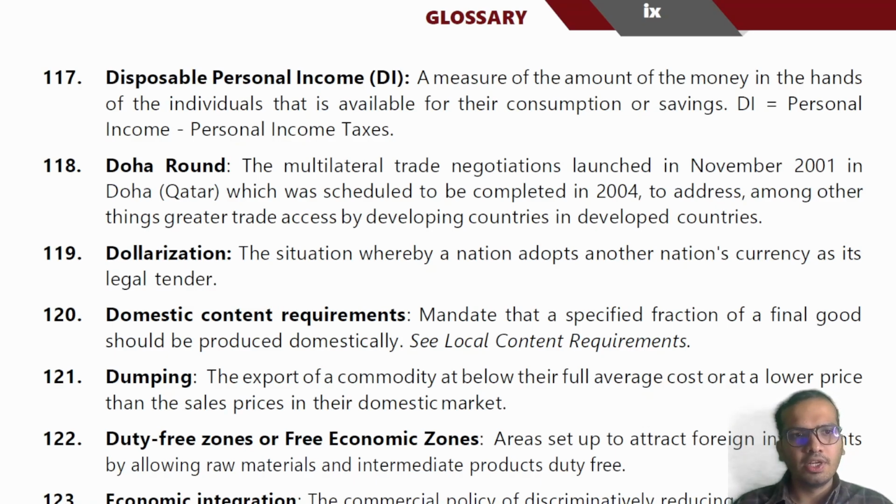Then comes number 118, Doha round. So the multilateral trade negotiations launched in November 2001 in Doha, Qatar, which was scheduled to be complete in 2004 to address, among the other things, greater trade access by developing countries in developed countries.